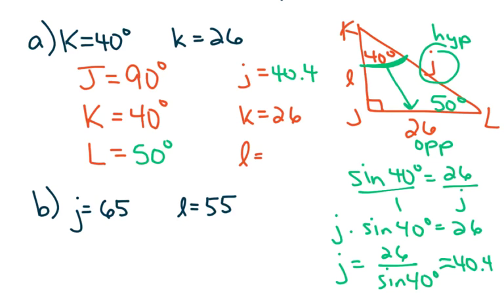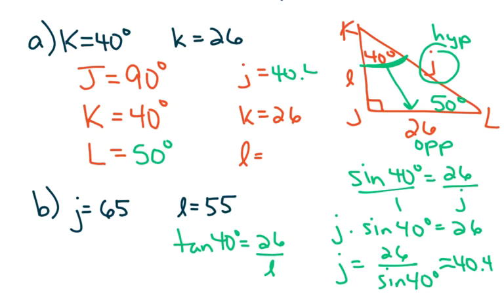All right, now you have 2 choices. Since it's a right triangle, you can find L either by doing the Pythagorean theorem or by doing another trig function. I know opposite, I want to find adjacent. I would use tangent. I would do the tangent of 40 is opposite over adjacent.